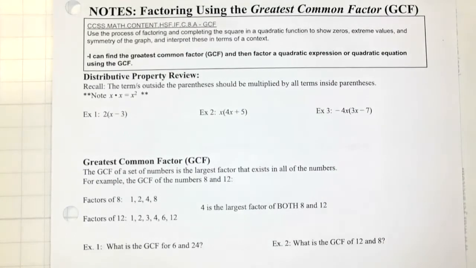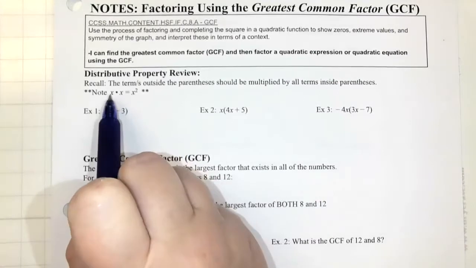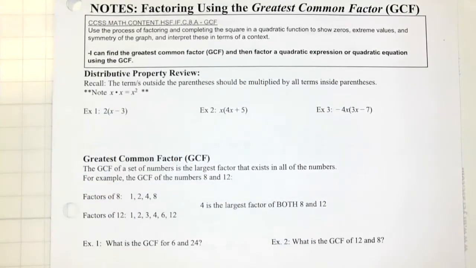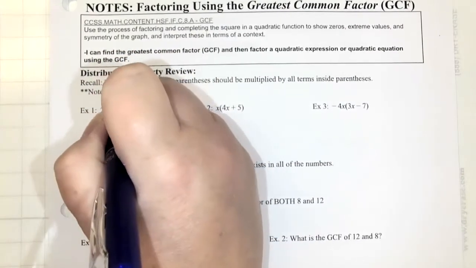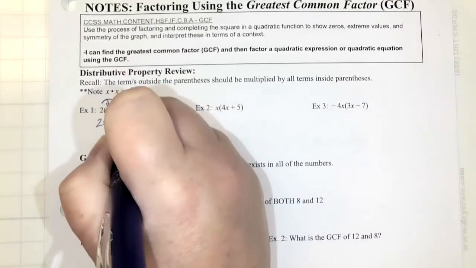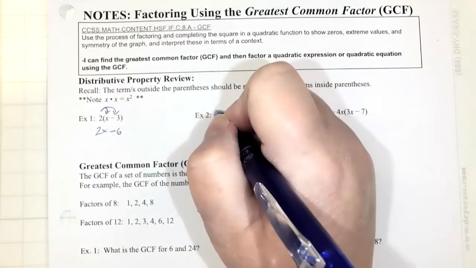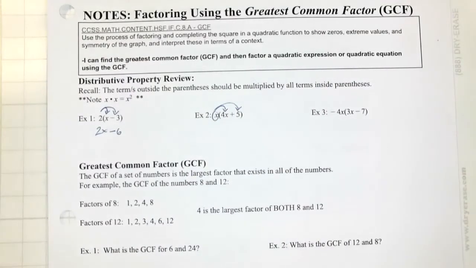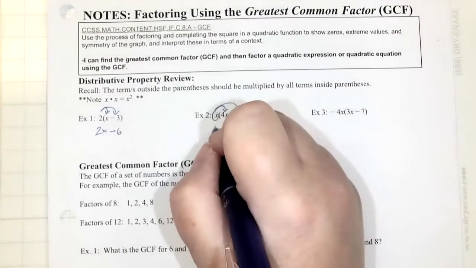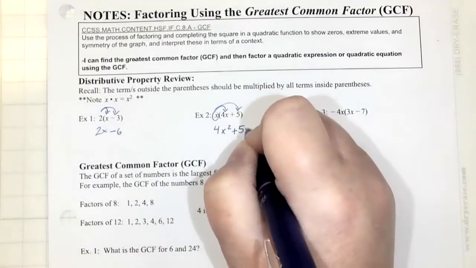So remember that the terms in the distributive property, the terms outside the parentheses should be multiplied by all terms inside the parentheses. And just make note, x times x equals x squared. So example 1, 2 times x is 2x, and 2 times -3 is -6. So when we distribute the 2, we get 2x minus 6. Okay, example 2. x is going to be distributed over the quantity 4x plus 5. So x times 4x is 4x squared, and x times 5 is 5x, so plus 5x.